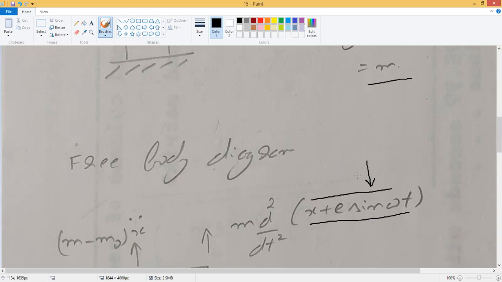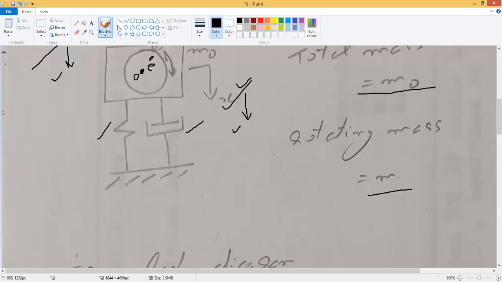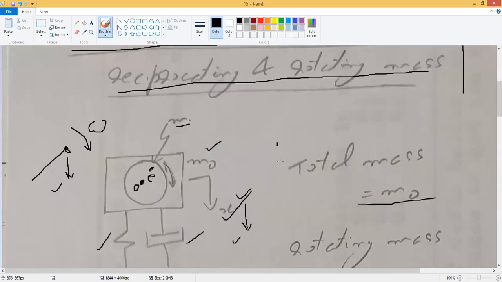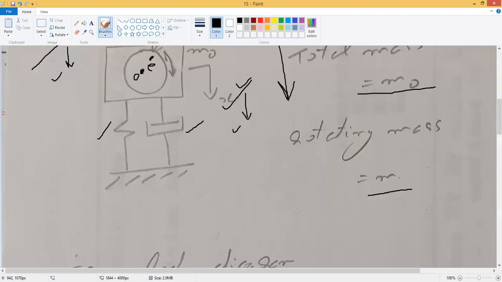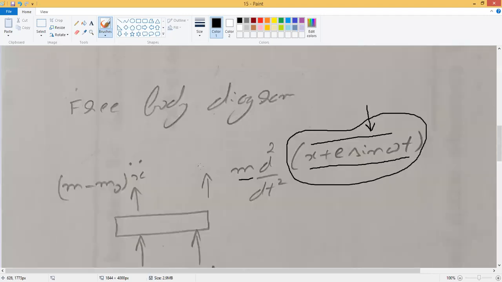And then if I take the second differential with respect to time, it gives me acceleration, which multiplied by mass gives me the inertia force. Now coming to the direction of the inertia force, since the center of gravity is moving in the downward direction, the inertia force is going to be oriented in the upward direction. So I have taken inertia forces in the upward direction.